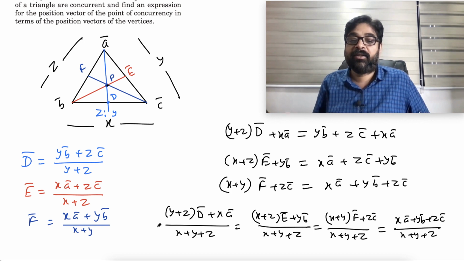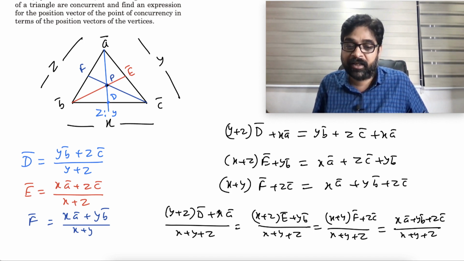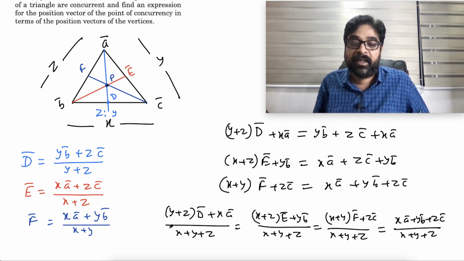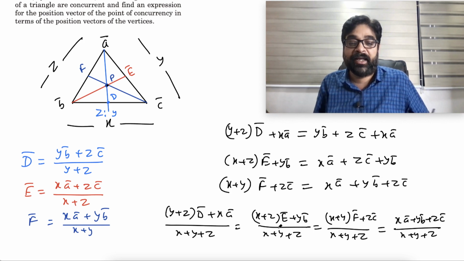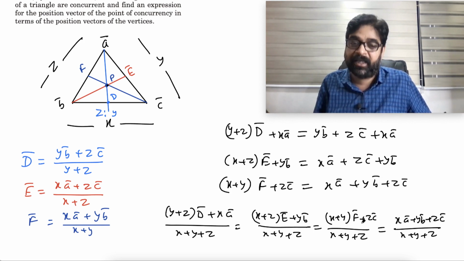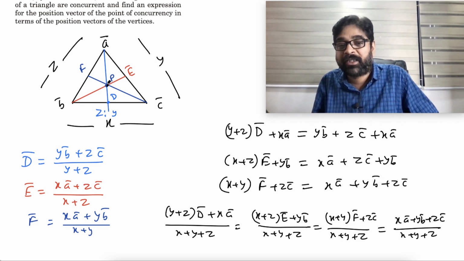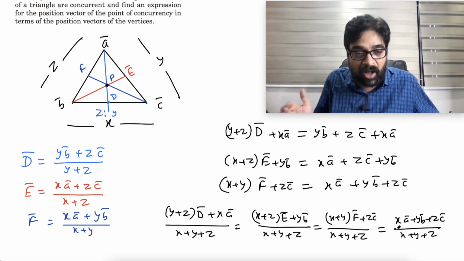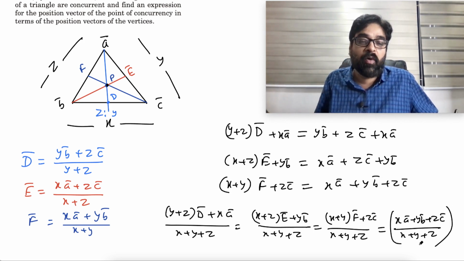Concentrate. This is the internal division of D and A, divided in the ratio Y plus Z and X. This is the internal division point of D and A. This is the internal division point of B and E. This is the internal division point of F and C. And all three are equal. So 100% that is the P point only. So this is the coordinate of the P point.